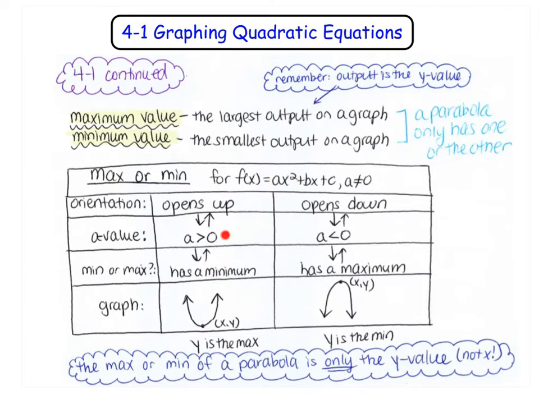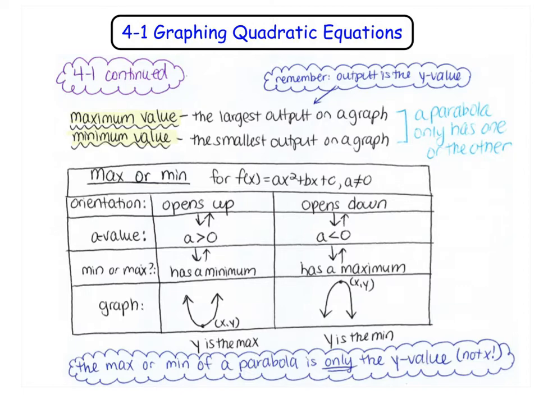And then if a is greater than 0, you should also know that it has a minimum. Or if you know it opens up, you should know it has a minimum. And if you know it has a minimum, you should know a is greater than 0 and it opens up. It looks like this if it opens up, so that it has a lowest point, which means it has a minimum.